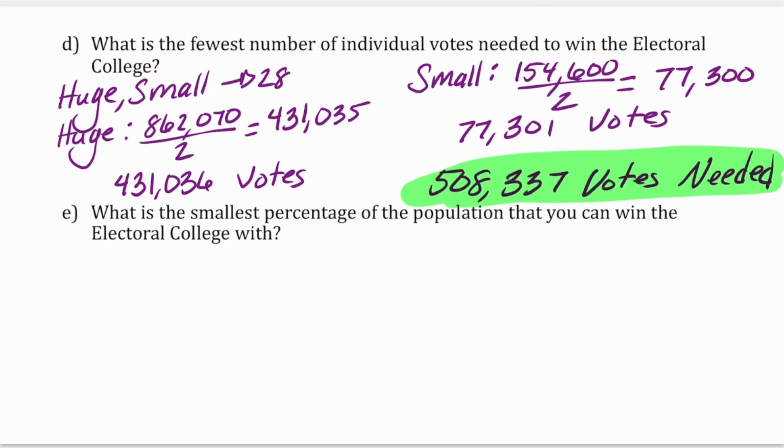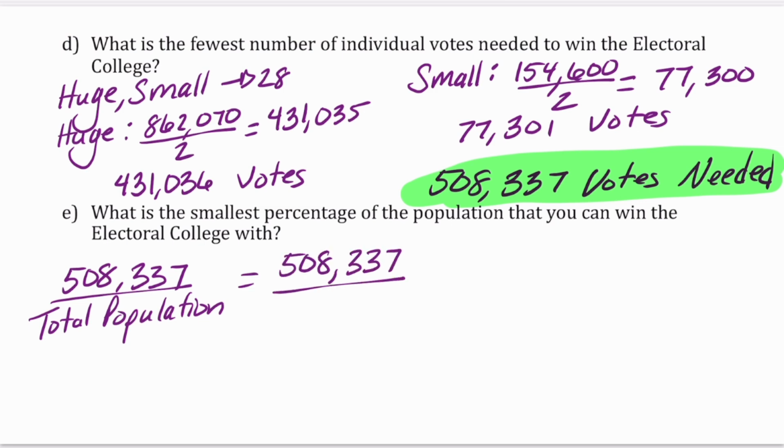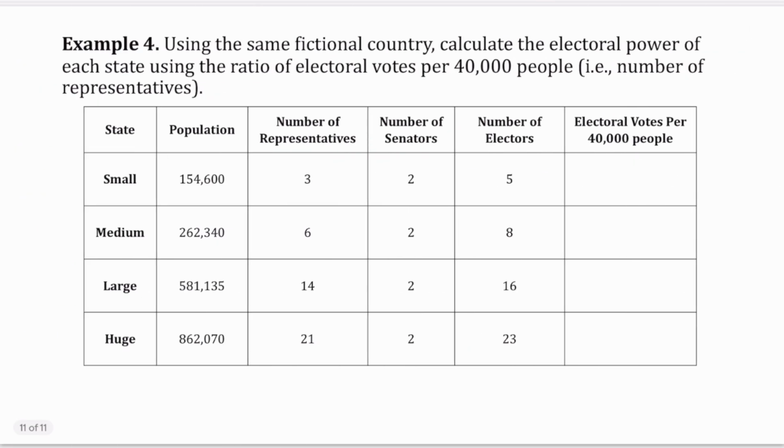Part E says, what is the smallest percent of population that you can win the Electoral College with? Well, we just found that we would need 508,337 votes. To figure out what percentage of the population that is, we can take that number and divide by the total population. That will give us approximately 27.3% of the population.